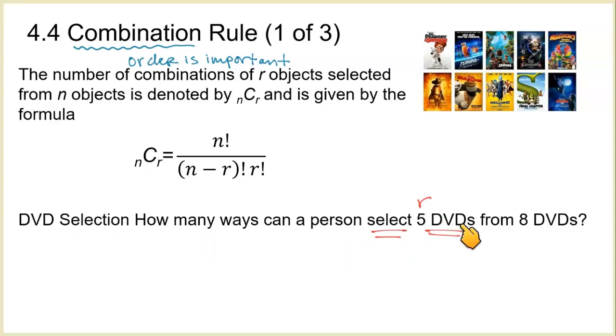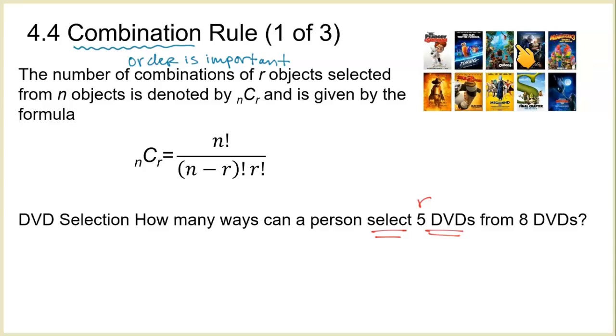How many ways can a person select 5 DVDs from 8? It really doesn't matter how we select the DVDs. So here I have 8. Let's say we just selected the first 5 DVDs, and then in this particular order, right? This one first, this one second, this one third, this one fourth, this one fifth, and then I selected the same 5 DVDs, but I chose the Madagascar one first, and then I chose the Croods second, and then the Guardians third, and Turbo fourth, and Peabody and Sherman fifth.